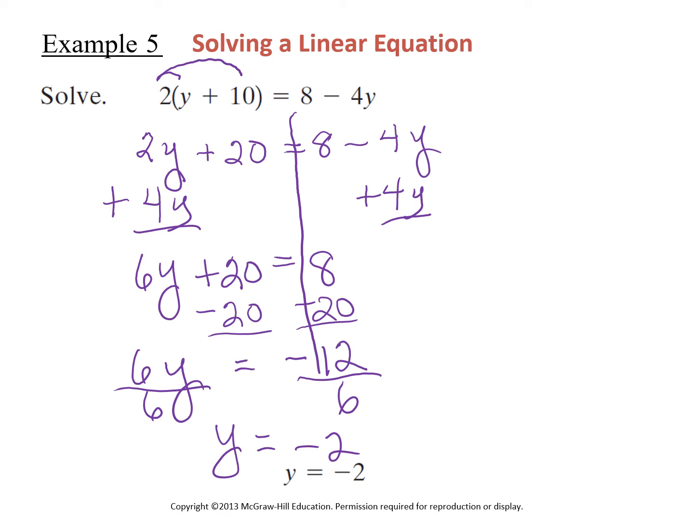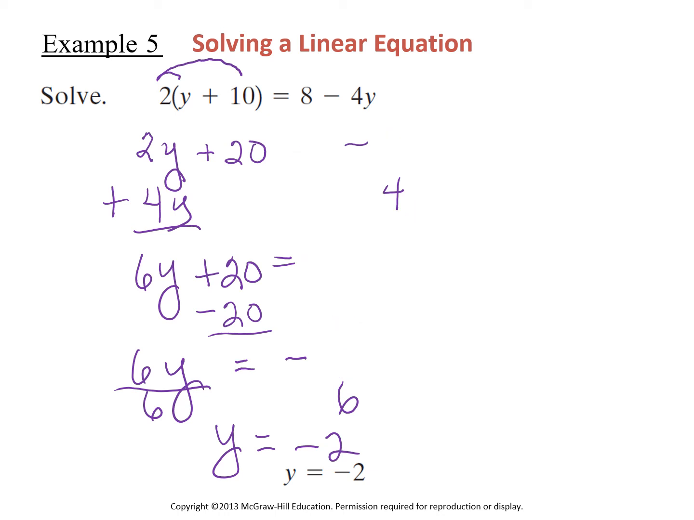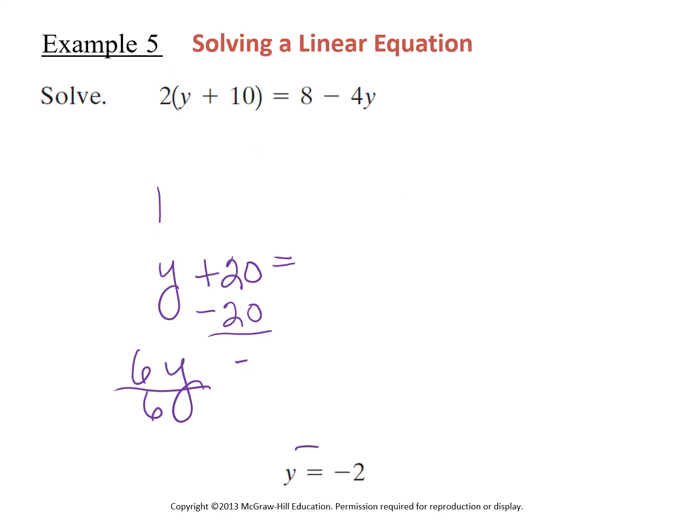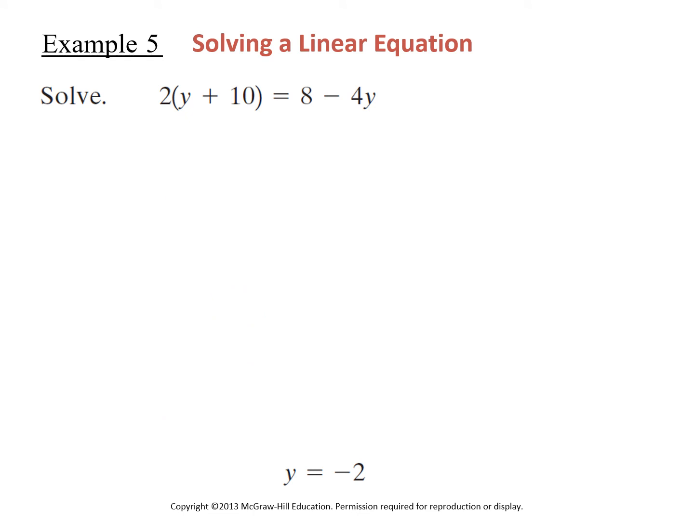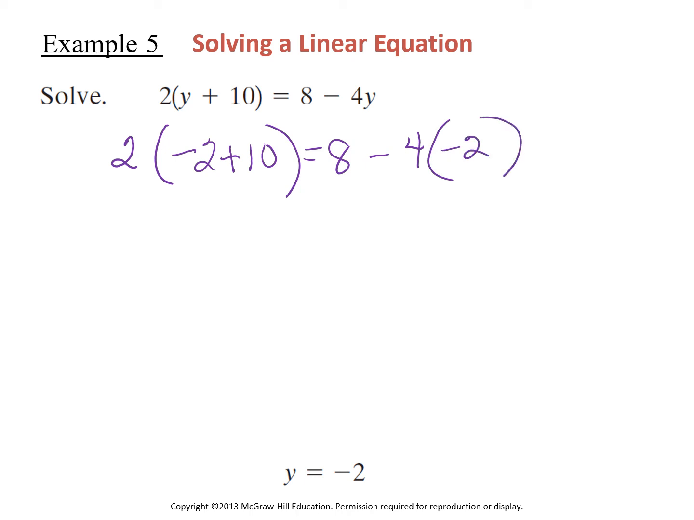Now I'm going to check my solution. So I'm going to plug negative 2 into the original equation where I see a y. Now I don't use the distributive property to do the check, and here's why. I have 2, and I replace the y with negative 2 plus 10 equals 8 minus 4 times negative 2. So because I can do what's in parentheses, I don't have to distribute.